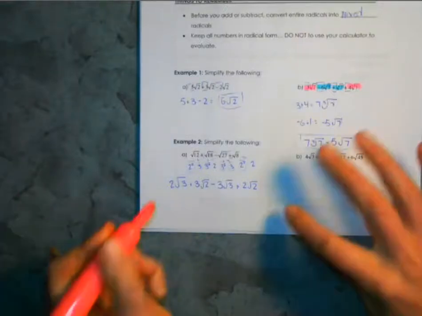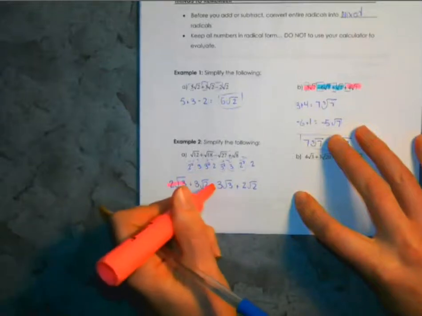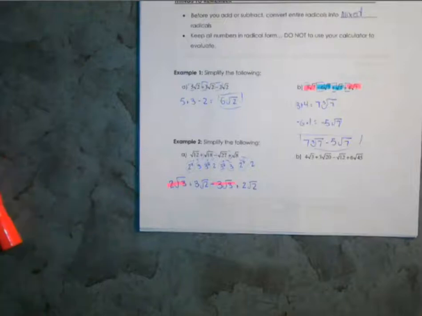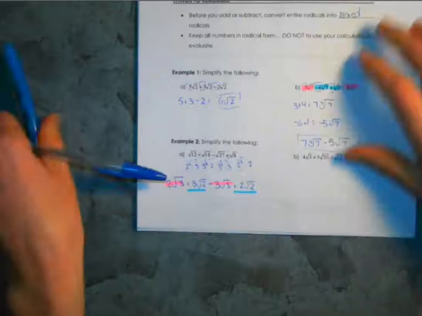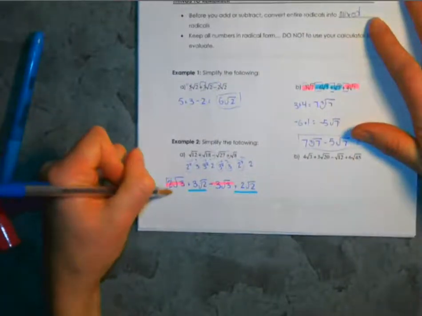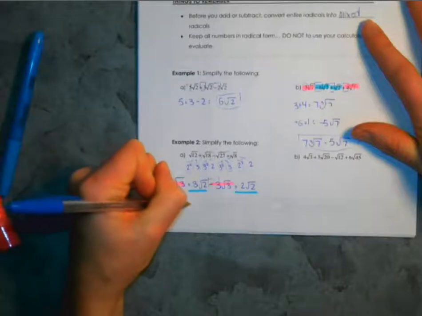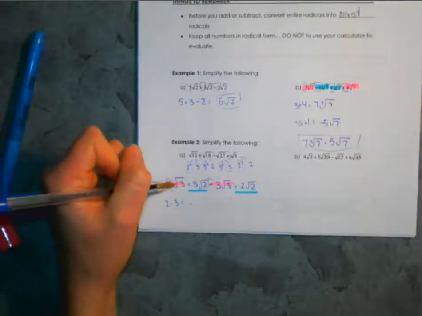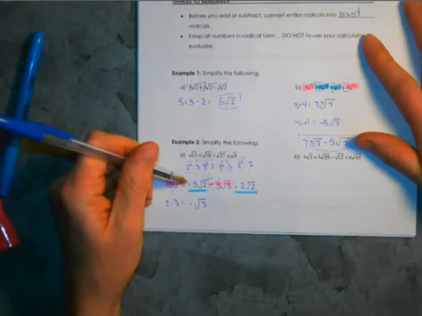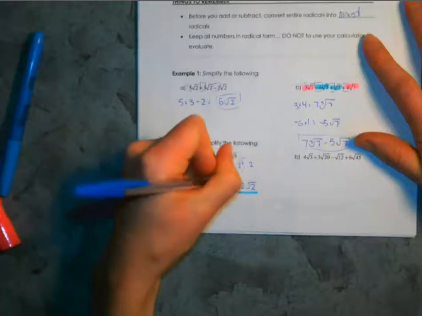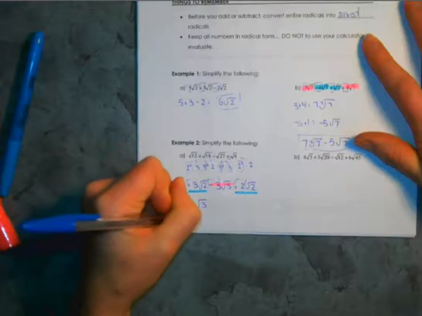Okay, so now I have everything in its simplest form, so I can go ahead and start looking at finding like terms. So I have 2 root 3 here, and negative 3 root 3, those are like terms. And then I have positive 3 root 2 and positive 2 root 2, those are like terms. So I'm going to have 2 minus 3, which gives me negative 1. And remember, you don't ever put in a 1, so I'm just going to do negative root 3. Okay. The other terms that I have here are positive 3 plus 2, which gives me 5 root 2.